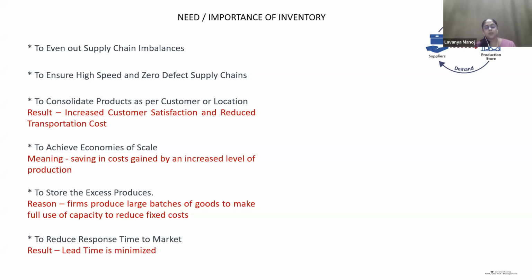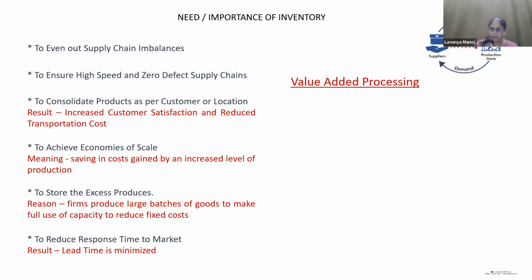To reduce response time to market, that is called lead time or market time. That is the time taken between placement of an order and receiving the order, that is, the time between order placement and order fulfillment. As a customer, I'll be happy if the lead time is very small, very much decreased. If the lead time is very long, and I'm getting the product after Onam gets over, I'm not a happy customer at all. As soon as I receive a product, the faster I receive it, the happier a customer I am.